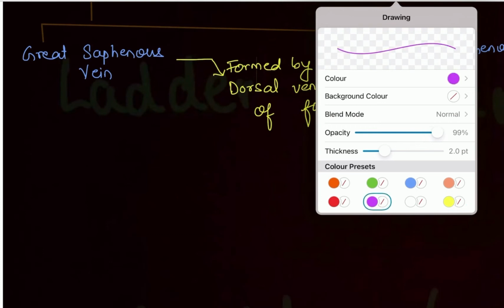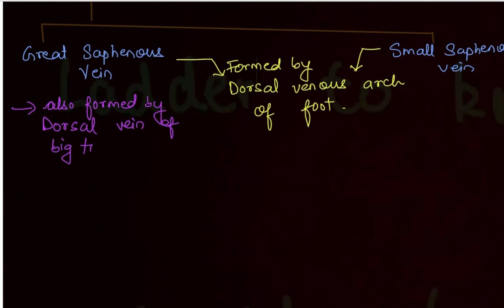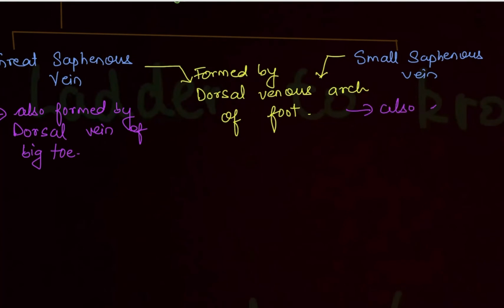Okay, so the first way, write down for great saphenous vein, that it is also formed by dorsal vein of big toe. Dorsal vein of big toe. Okay, and the small saphenous vein, it is also formed by dorsal vein of little toe.